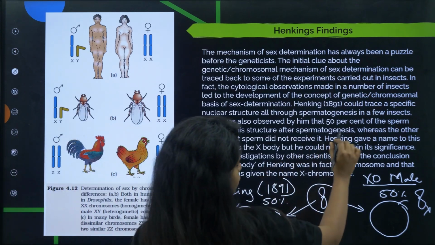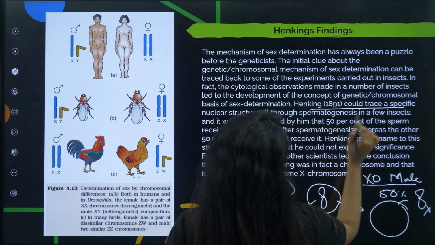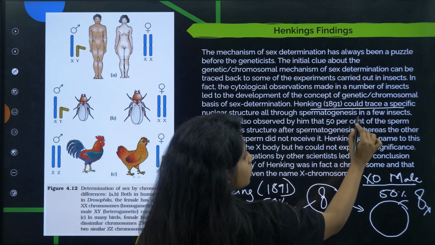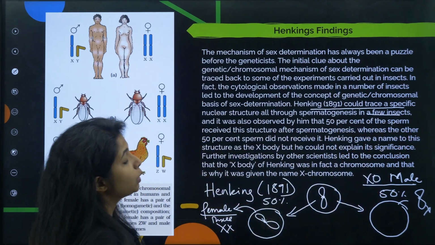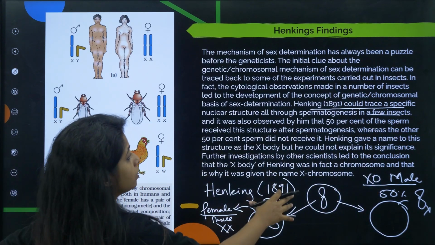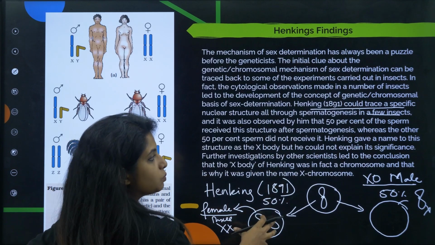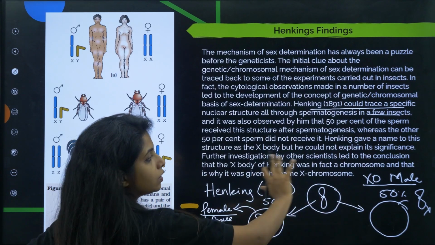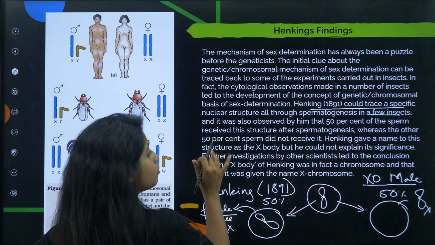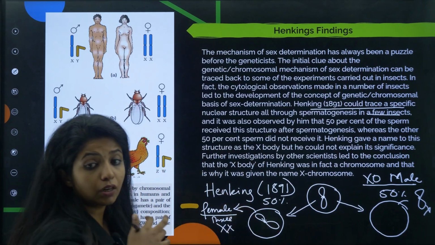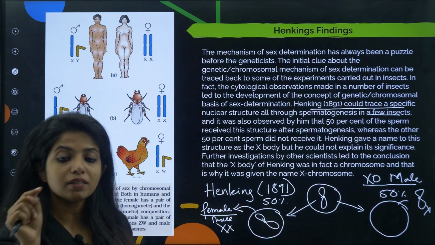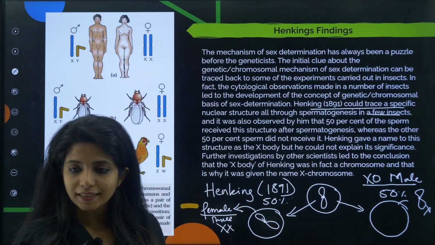Okay, just read it once more. Henking could trace a specific nuclear structure all through spermatogenesis in a few insects, and he observed that 50% of the sperms received this structure after spermatogenesis, whereas the other 50% did not receive it. Henking gave a name to this structure: X body. He didn't know what to say, it was unknown, which is why it was called X.